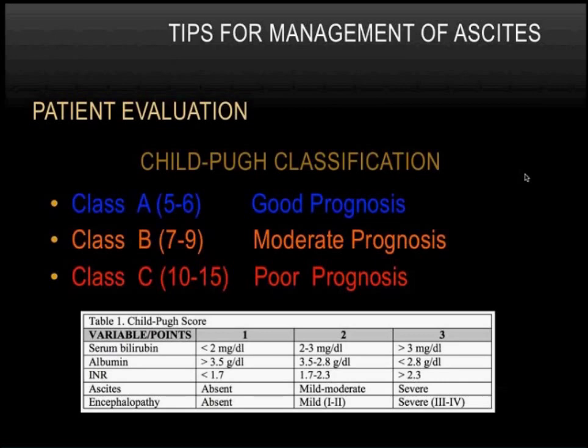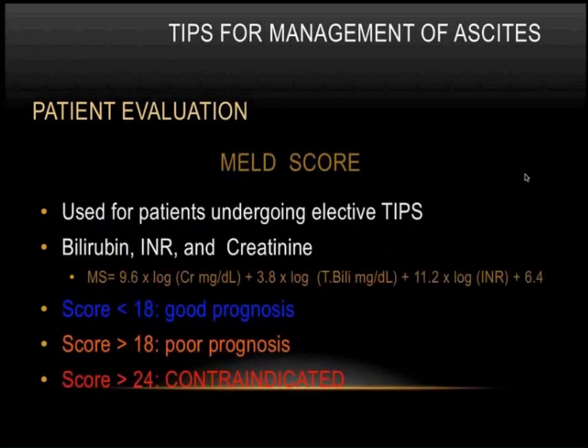So we are still using the Child-Pugh classification because that gives us a little prognosis on it. If a patient with Child-Pugh A is a good prognosis, B, of course, as we go on, is going to be more poor prognosis. And the MELD score. The number that you guys have to remember is 18. It's not really a cutoff, but it's a good thing to remember 18, because if you see all the scores in TIPS, if you remember the number 18, it's going to be really helpful for your practice.